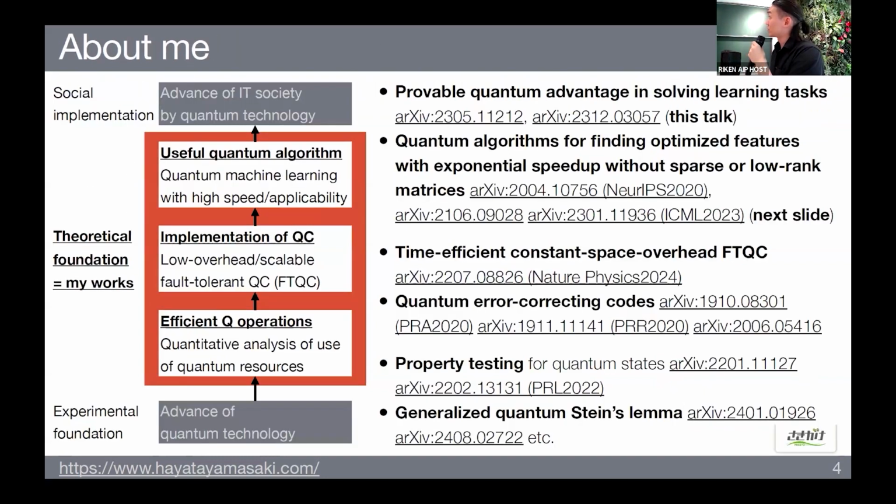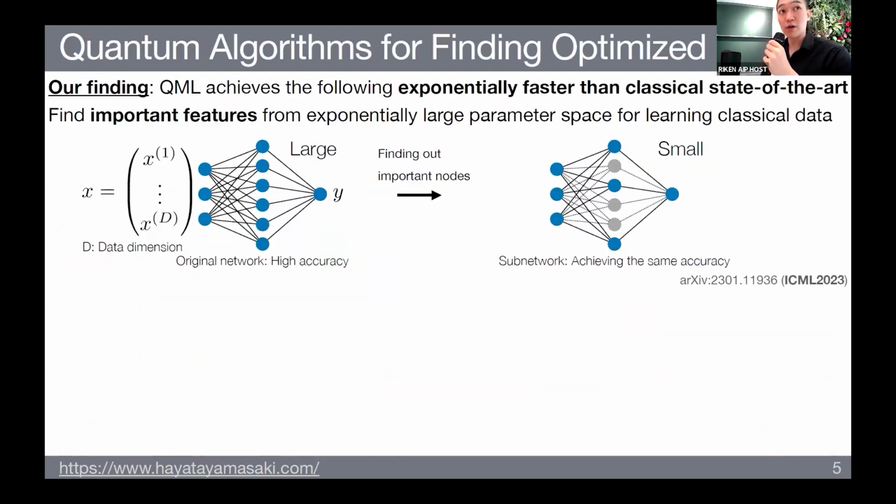Before going into detail on the provable quantum advantage, I would like to briefly explain what I'm doing on the algorithm side. In a series of our recent findings, we showed that quantum machine learning can achieve the following task exponentially faster than the corresponding classical state-of-the-art algorithms. The task here is to find the important features from an exponentially large parameter space for learning classical data. I would like to explain one example of such a task.